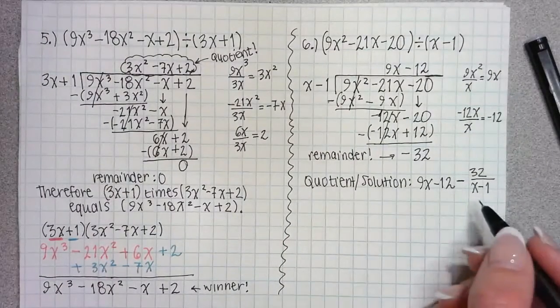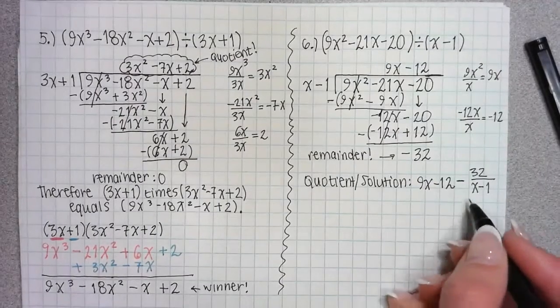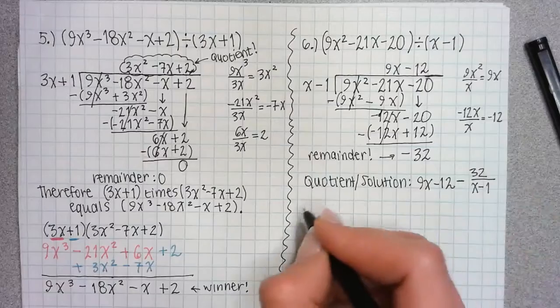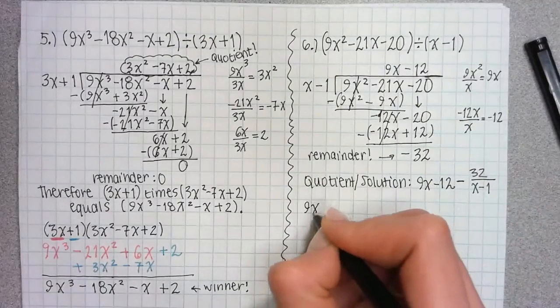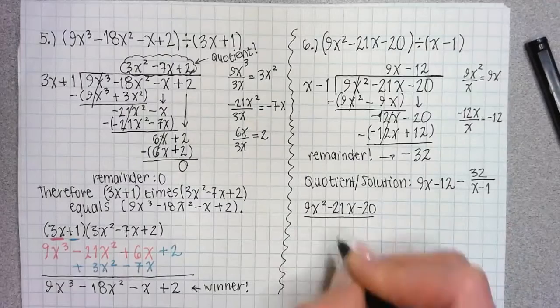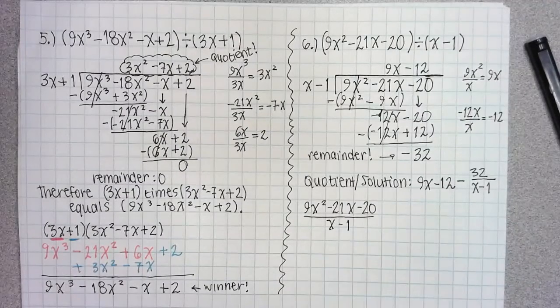Okay, so now we have one that has a remainder. So I'm going to show you how to check this out. So this, like I mentioned earlier, is sort of the mixed number of the group. And if we wrote it vertically, 9x squared minus 21x minus 20 over x minus 1, this is sort of the improper fraction of the group.